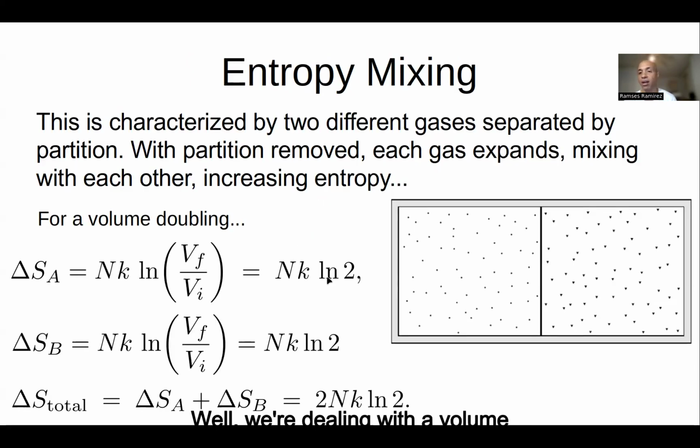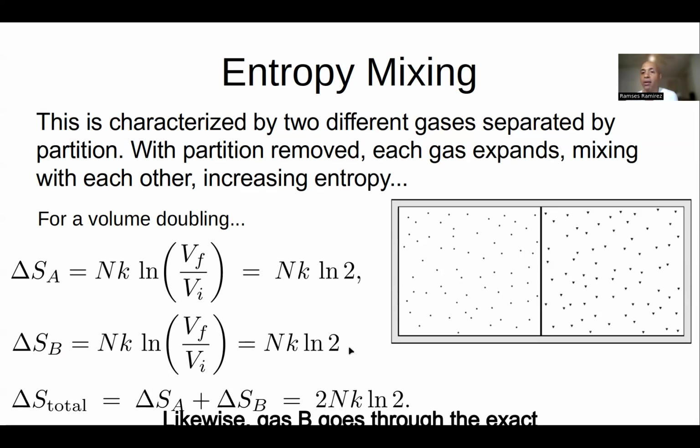Well, we're dealing with a volume doubling here. So this is where this natural log of 2 comes from, because V_f over V_i has to be 2, 2 over 1, times the nk, right? So if you have gas A on the left half and gas B on the right half, and you take away the partition, the change in entropy for gas A after the expansion is just nk natural log of 2.